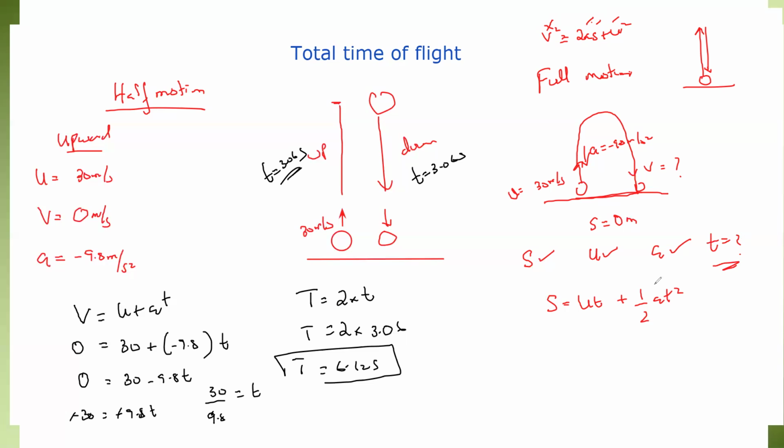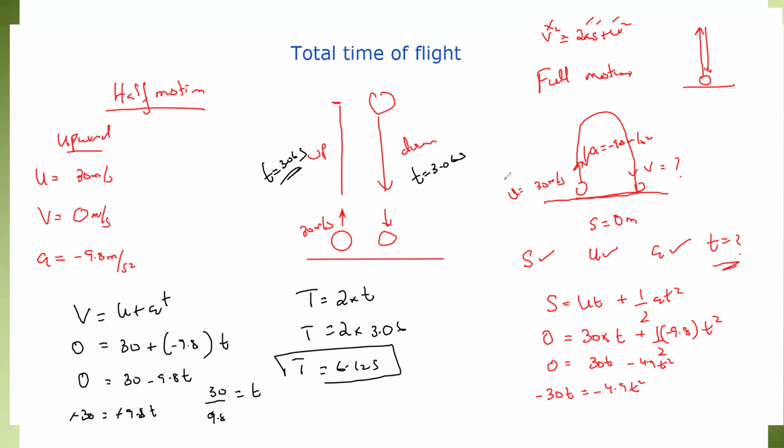So I can use S is equal to ut plus half at square. What is the displacement? I'll substitute 0. What is the initial speed? 30. What about the time? We don't know. Plus half, the acceleration is due to gravity, so I'll take negative 9.8 and then t square. Now we simplify this equation. So 0 is equal to 30t minus, because 9.8 divided by 2 is 4.9, 4.9 t square. This 30t will move to the other side, so it will become negative 30t is equal to minus 4.9 t square.